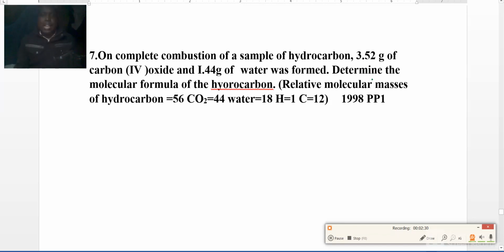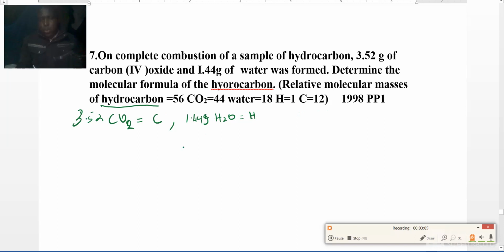So you see, a hydrocarbon is a compound that is made up of hydrogen and carbon only. You need to know that. That definition is very important. So from here, if 3.52 grams of carbon dioxide was formed, from here we just need carbon. And then 1.44 grams of water was formed. From here we just need hydrogen, because a hydrocarbon contains carbon and hydrogen only.